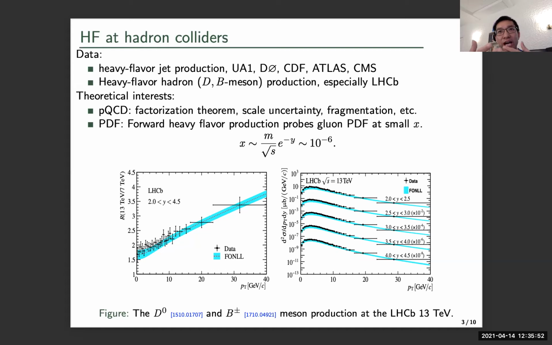PDF at very small x values, which is unprobed by other experiments. I just want to show a very naive estimation of this B quark production at LHCb. With forward rapidity up to 2.5, we approach 10^-6 for momentum fractions. That's very useful for us to constrain the heavy flavor PDFs at small x.